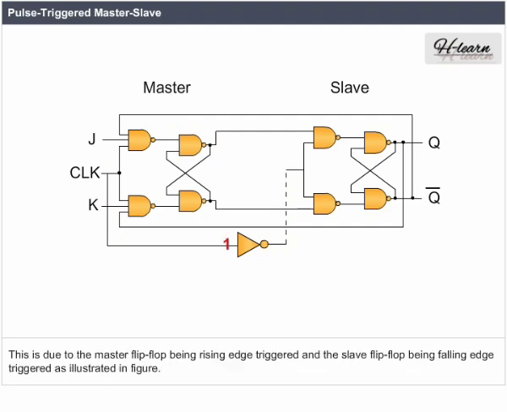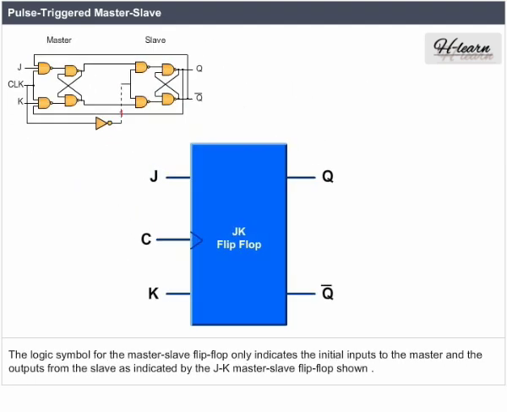This is due to the master flip-flop being rising edge triggered and the slave flip-flop being falling edge triggered as illustrated in figure. The logic symbol for the master-slave flip-flop only indicates the initial inputs to the master and the outputs from the slave as indicated by the JK master-slave flip-flop shown.